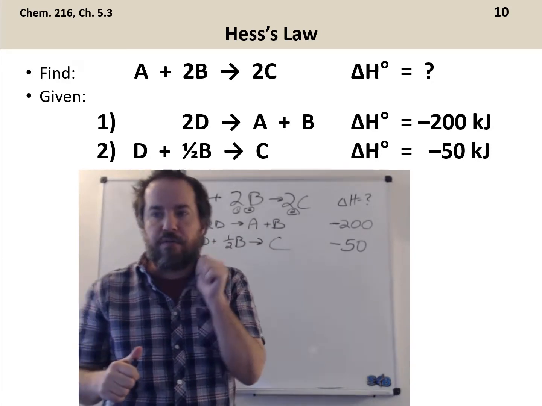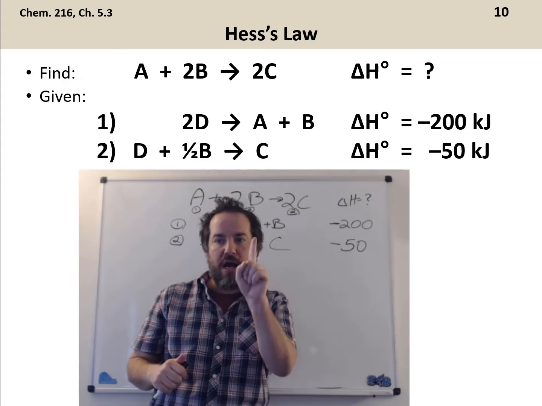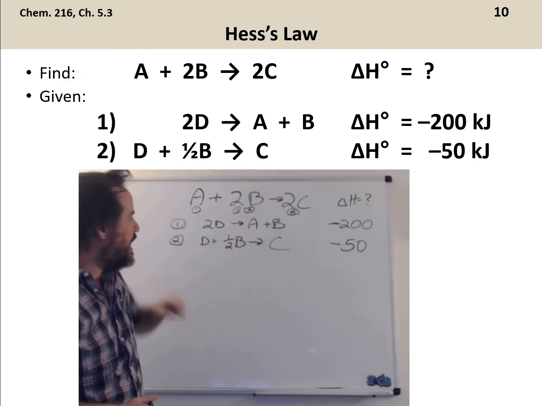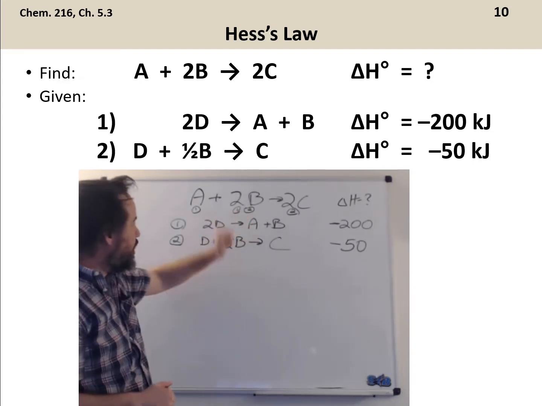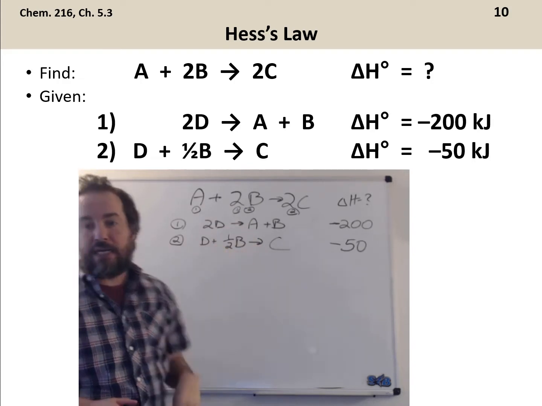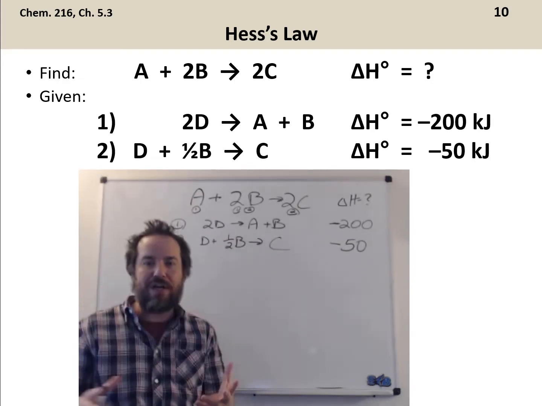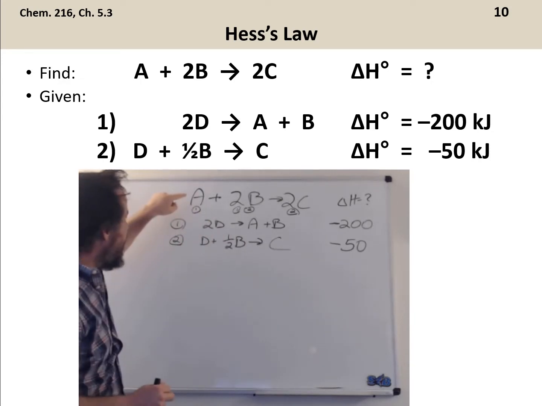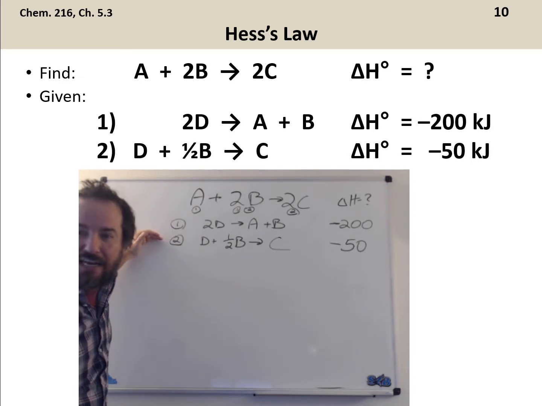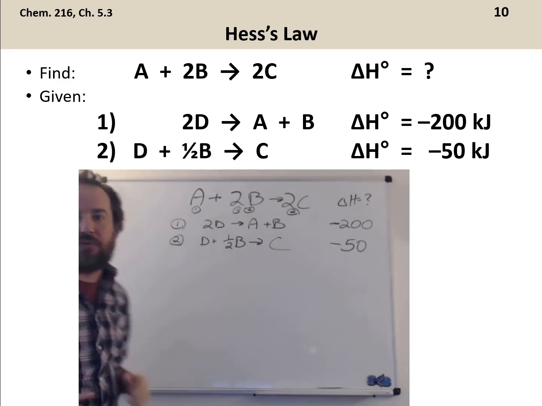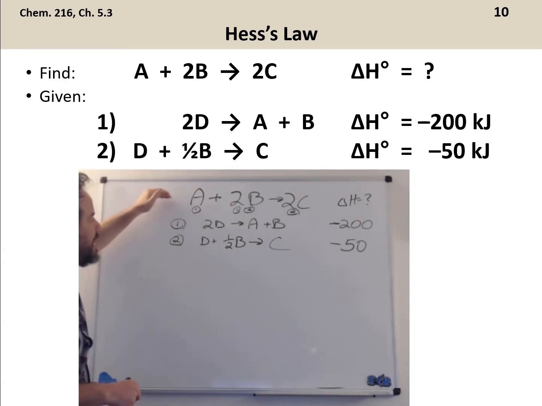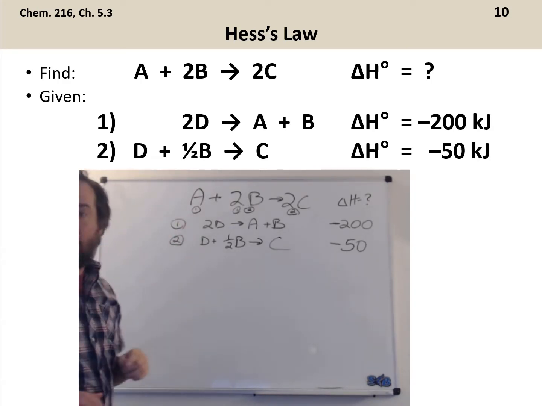I always start off with things that are only in one equation. The reason being is, if I wanted to get 2B as a reactant, I could get 2B as a reactant by changing number 1 or by changing number 2, right? I don't know where to start. But if I want to get A as a reactant, I'm not going to do anything with number 2. I'm only going to use number 1.